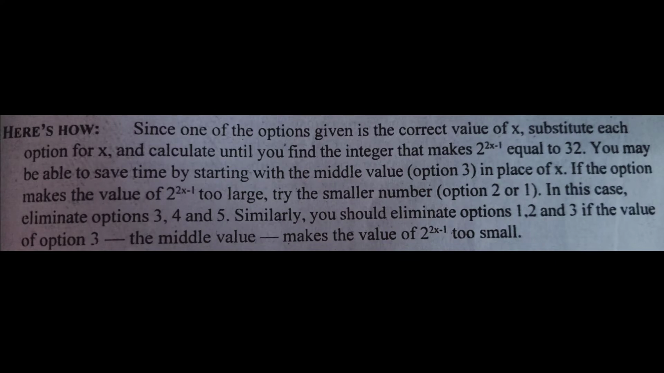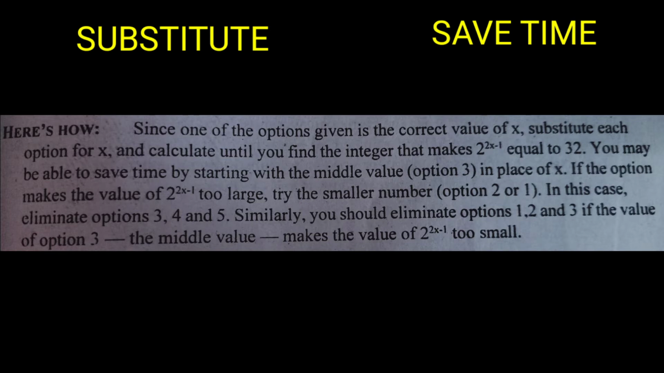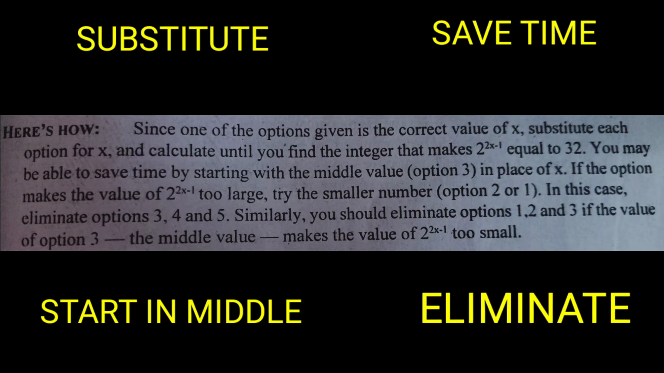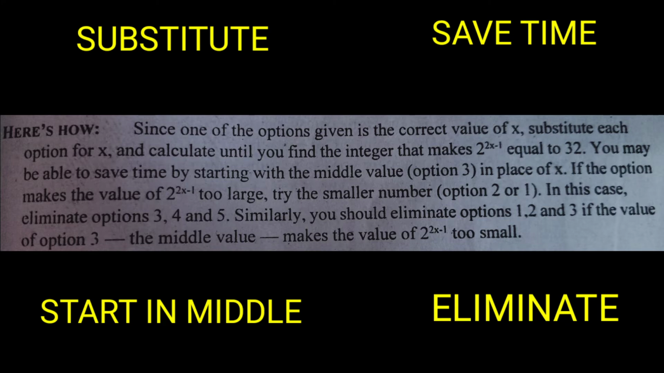Since one of the options given is the correct value of x, now substitute each option for x and calculate until you find the integer that makes 2 raised to 2x minus 1 equal to 32. You may be able to save time by starting with the middle value, or option 3, in place of x. If the option makes the value of 2 raised to 2x minus 1 too large, try the smaller number, option 2 or 1. In this case, eliminate option 3, 4, and 5.